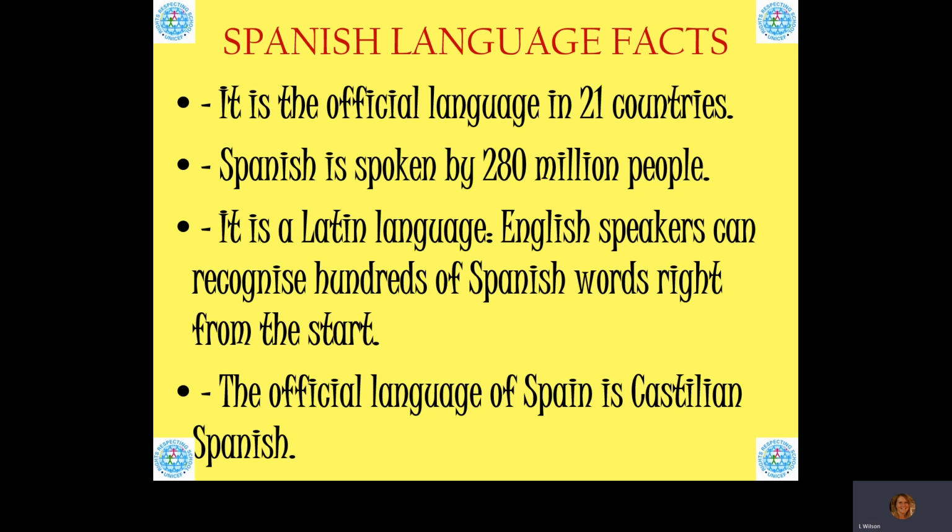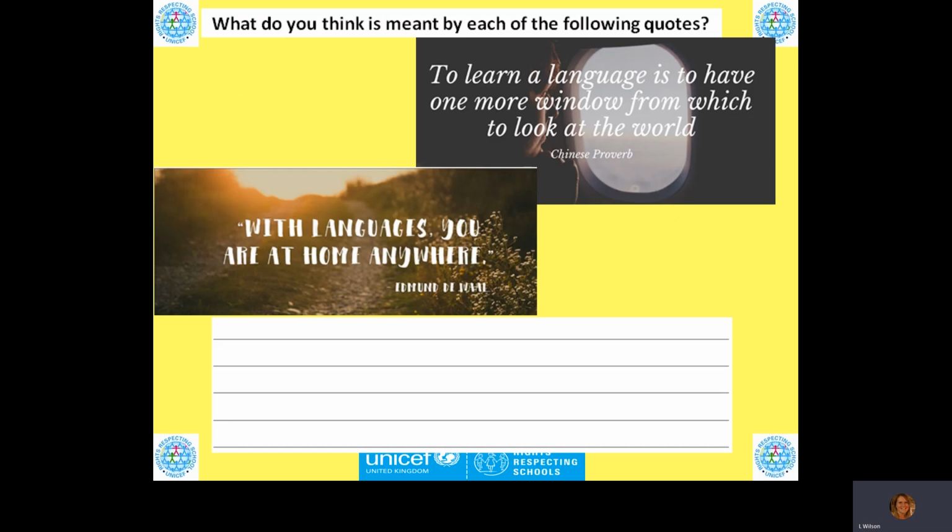It's a Latin language, so you'll find that you recognise lots of words that might be similar to English, and we call those cognates, and we'll be learning and pointing those out right from the start as we go through our learning.